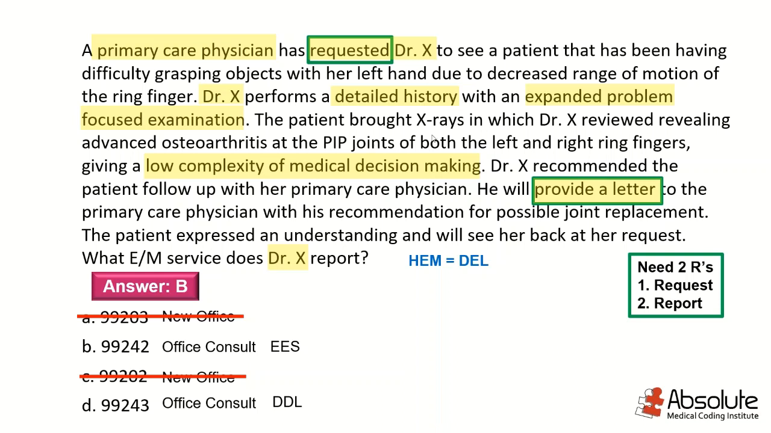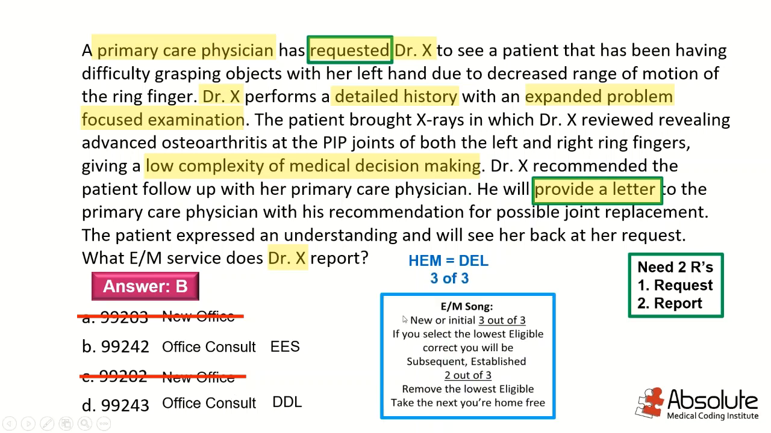Because we get to pull out the handy dandy song and follow it according to how many components we need here. Okay, yes, we need a 3 of 3. That is correct. So let's go ahead and pull out our E&M song, and we're going to follow the first part of the E&M song here. New or initial, 3 out of 3.